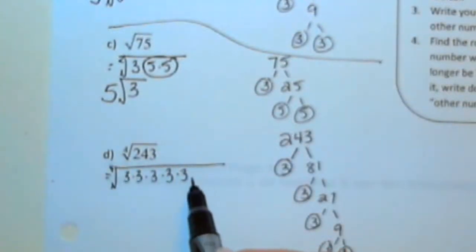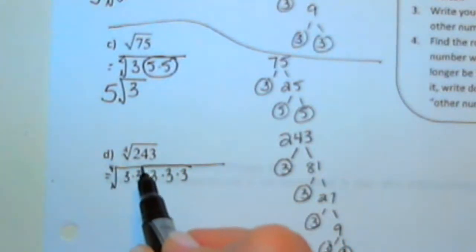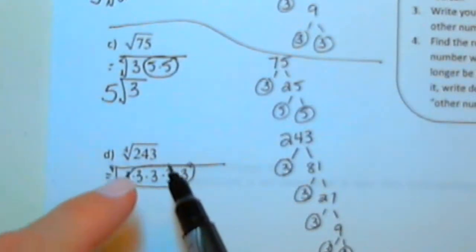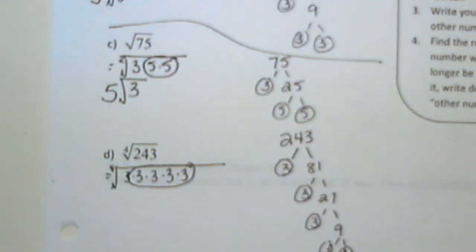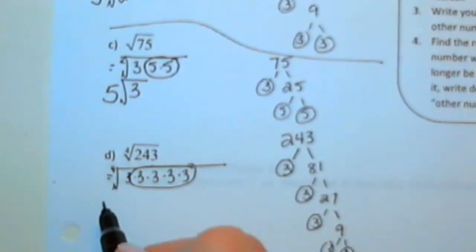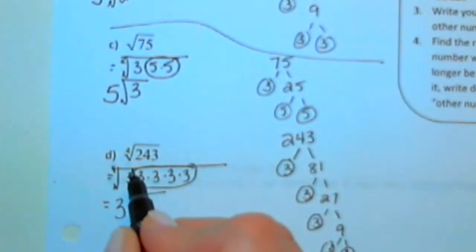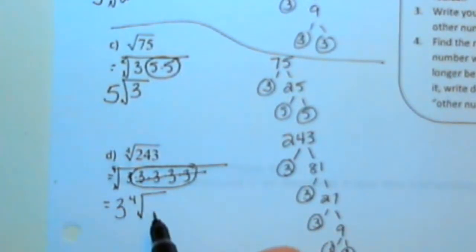So because we have a 4th root, that means we're looking for a group of 4 inside. A group of 4 inside comes out as a singleton for a 4th root. So this is going to be 3 4th root. Now who's left inside? These guys are gone. I have 1 3 left inside.